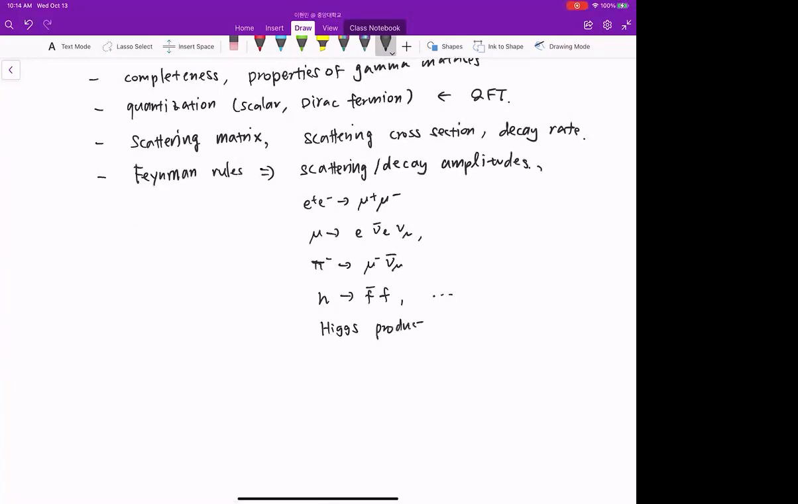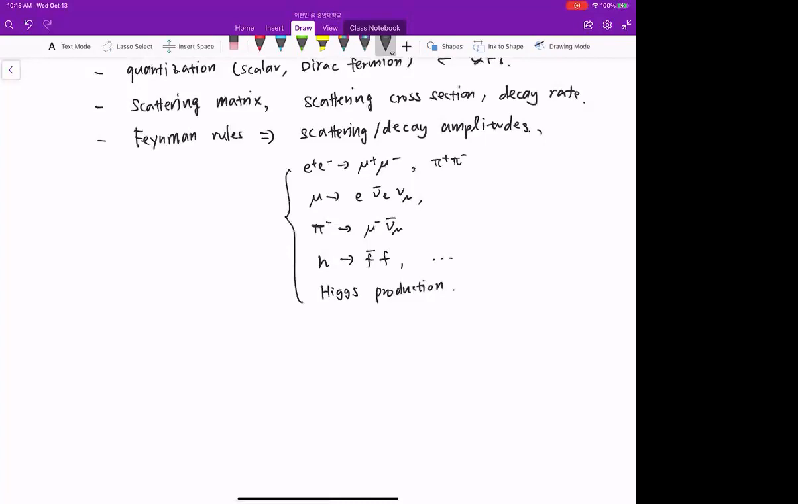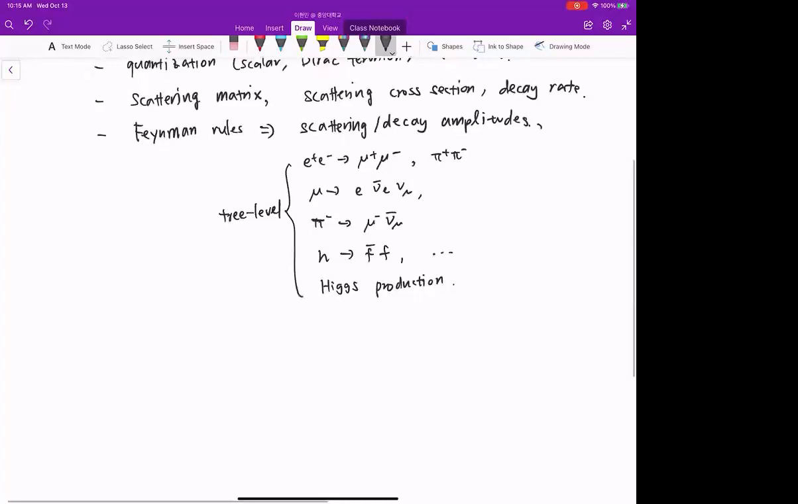Actually, in the case of the e+ e- process, you can also think about a pair of charged scalars instead of a pair of charged fermions. So then you can see the difference between the production of the fermion pair and production of charged scalars. And these are almost all tree level processes. We call them tree level, and then there are also loop processes.